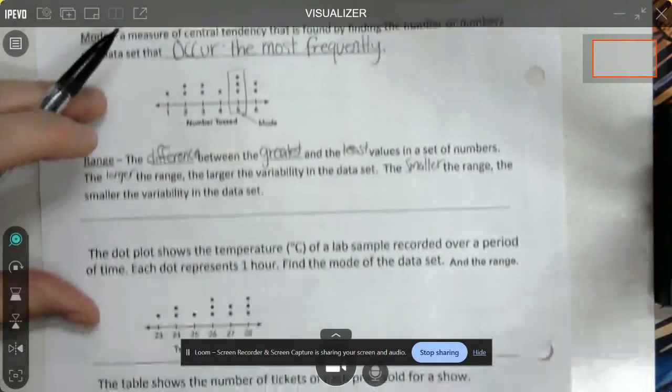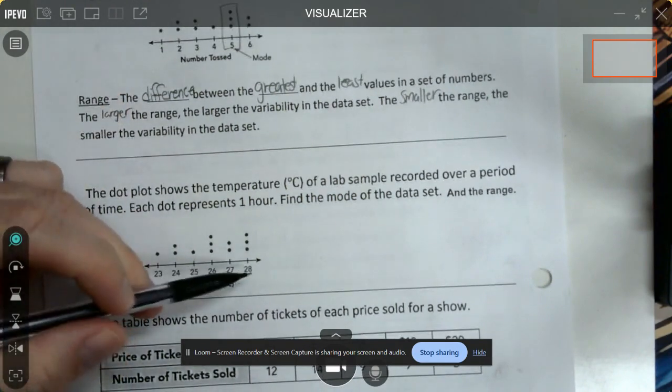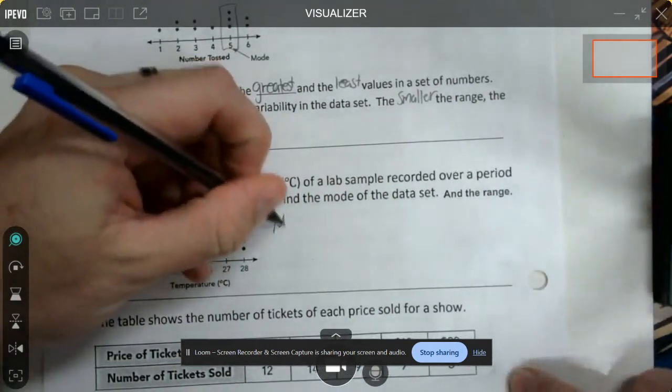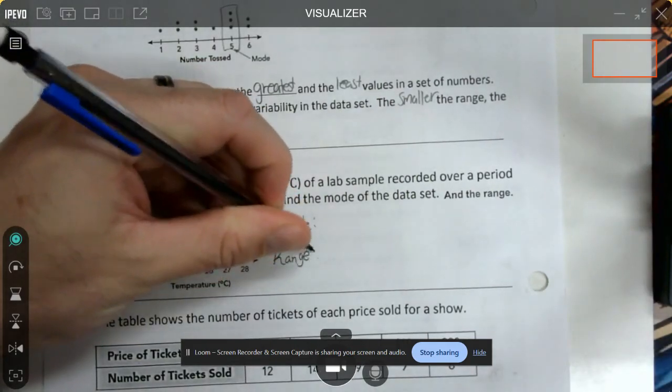Okay? So the dot plot shows the temperature, degrees Celsius, of a lab sample recorded over a period of time. Each dot represents 1 hour. Find the mode of the data set and the range. Go ahead and see if you can figure out what the mode is and then find the range.